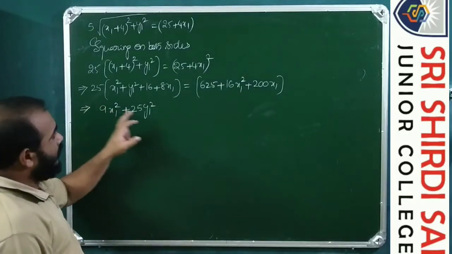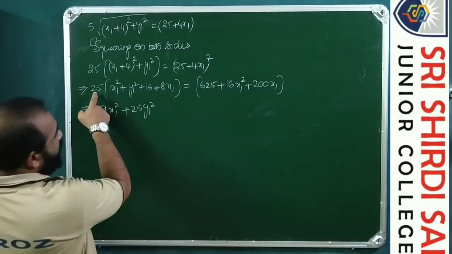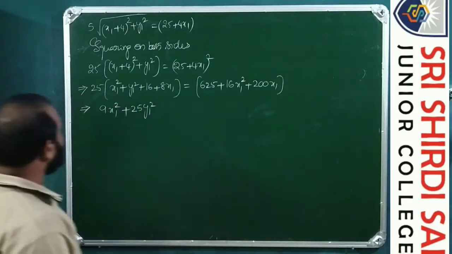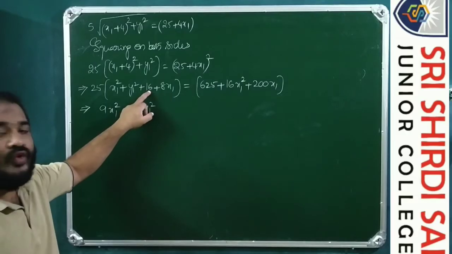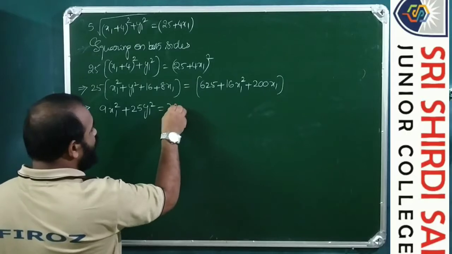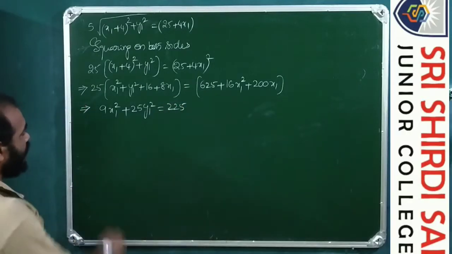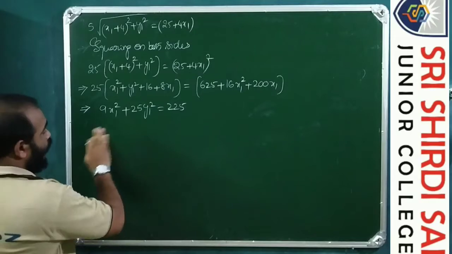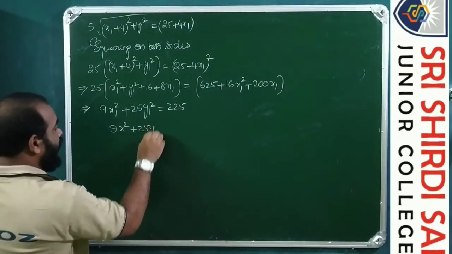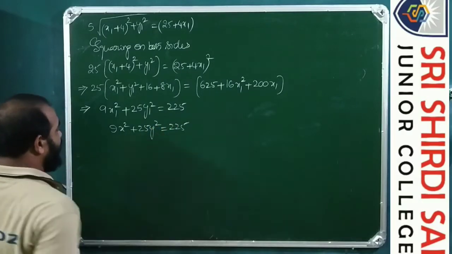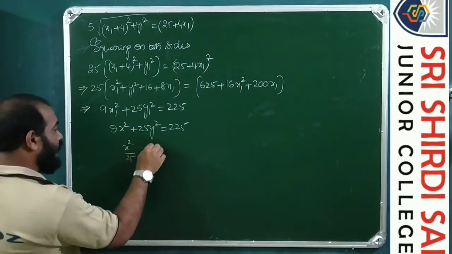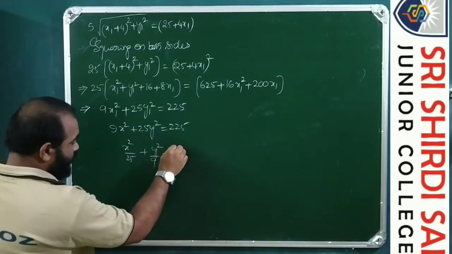Now, this is equals to 25 into 8x1 is 200x1, 200x1 gets cancelled. Now 25 into 16 is 400. This is equals to 625 minus 400, which is 225. Therefore, the equation, the locus of P x1 y1 is 9x square plus 25y square equals to 225. Therefore, the required ellipse is x square by 25 plus y square by 9 is equals to 1.